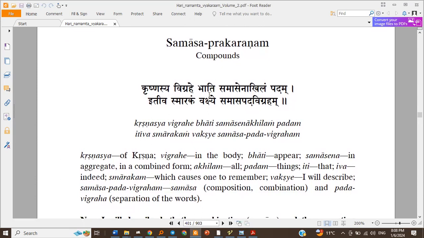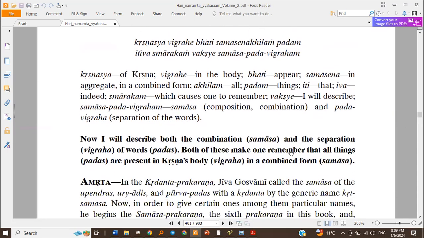कृष्णस्य विग्रहे भाति समासेनाखिलं पदम् इतीव स्मारकं वक्षे समासपद विग्रहम्. Now I will describe both the combination and the separation of words, padas. Combination is samasa and separation is the vigraha. We'll just study both of these. They make one remember that all things, padas, are present in Krishna's body in a combined form.